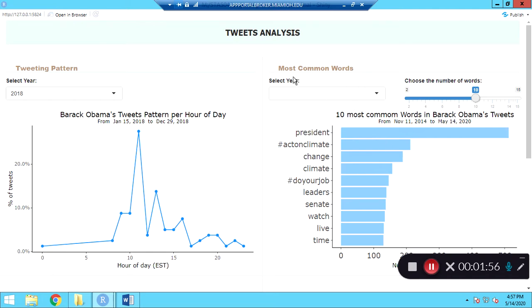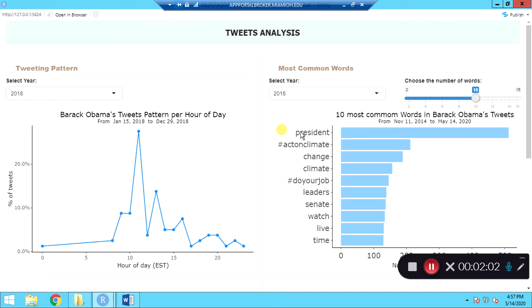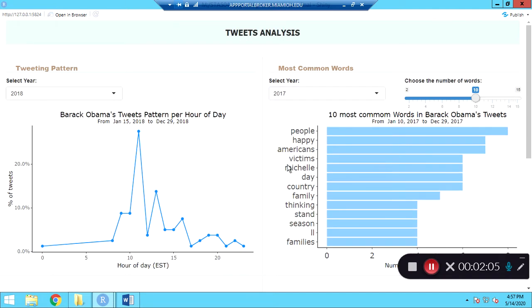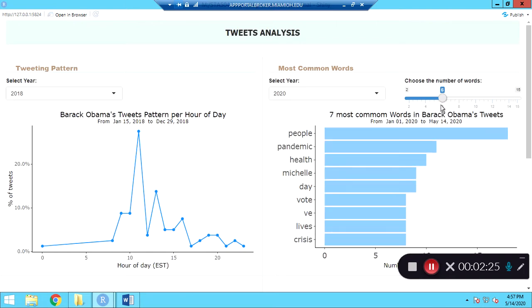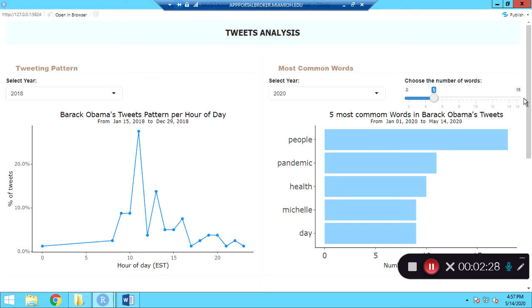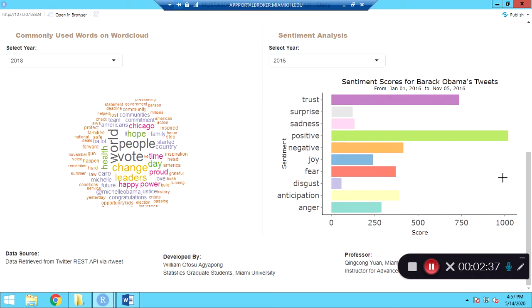Similarly, for the most common words, we can also change the year, and we can see it responds. Additionally, the user can change the number of words. By default it displays 10, and we can increase it by moving it to the right, and then decrease the number by moving this control to the left. The other two plots have the same feature, showing the information for different years.